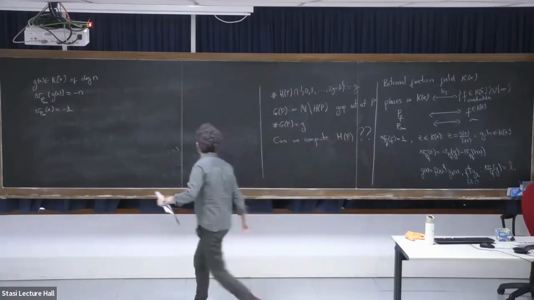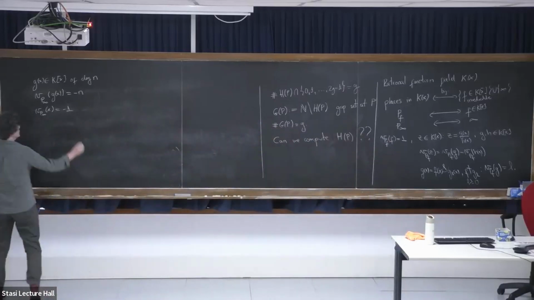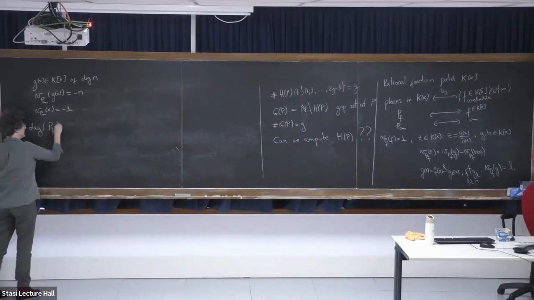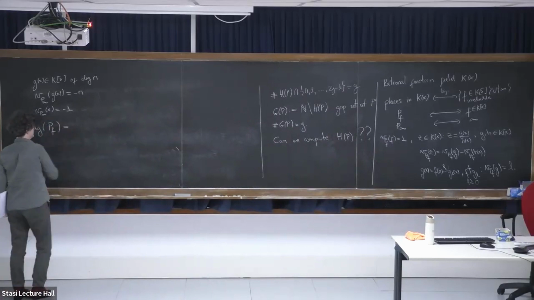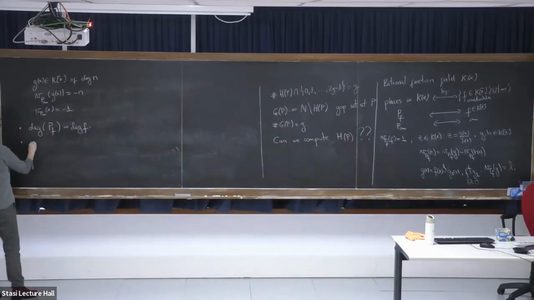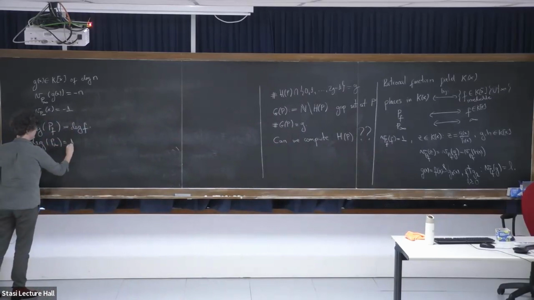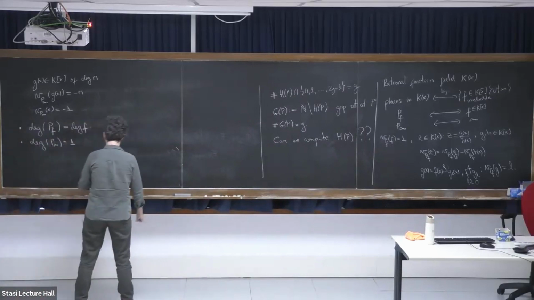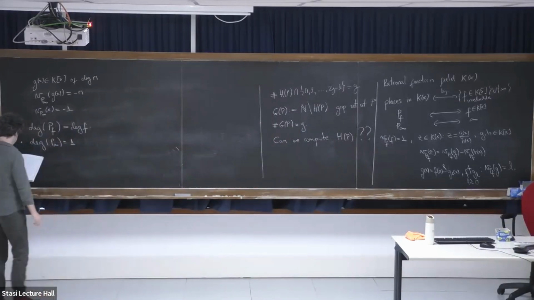And where else? We also have, what is the degree of the place associated to this guy? We can prove that this is just the degree of the polynomial. Okay? And this guy, the infinity, has degree 1. And well, where else? Okay.